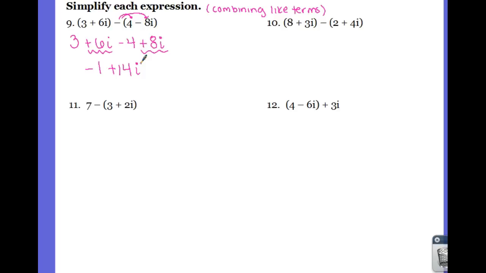In 10, get rid of the parentheses by distributing your negative. So you have 8 plus 3i minus 2 minus 4i. So again, combine your like terms. 8 minus 2 is 6. 3i minus 4i is negative i.